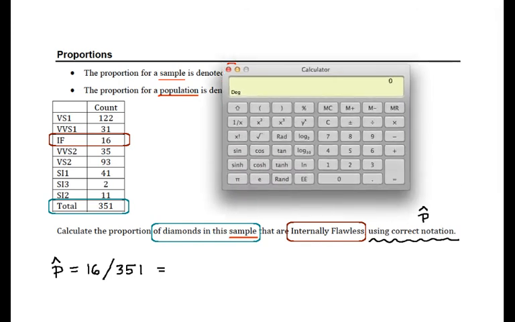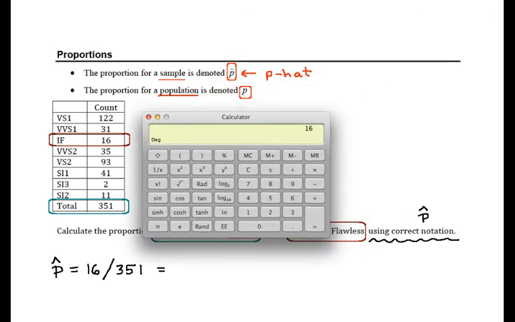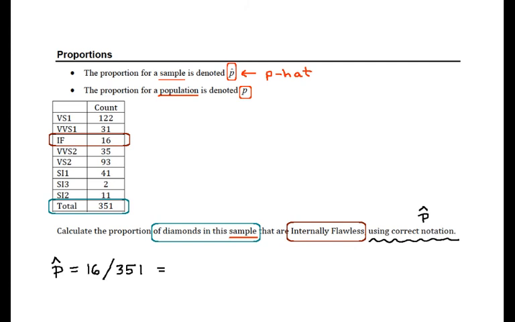So bringing up my calculator here, 16 divided by 351 gives me 0.04558. Let's go ahead and round that to 0.046. And if we wanted to express that as a percent, we weren't asked for a percent, we were just asked for a proportion. But if we wanted to express that as a percent, we would move the decimal point 2 places to the right. So I would write that as 4.6%.